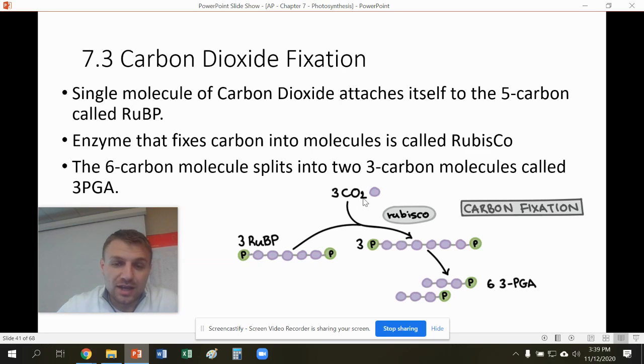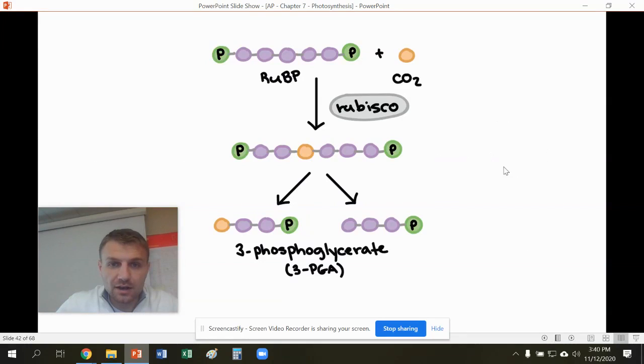Okay, so again, we had a 5-carbon molecule. We attached a carbon dioxide, which is another carbon. It made this 6-carbon molecule. Now there are 2 3-carbon molecules called 3-PGA. I love this diagram of this reaction. You can see here we have the RuBP, which is 5 atoms of carbon. We're going to attach this CO2 molecule.